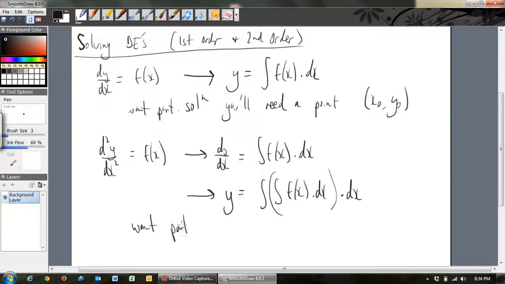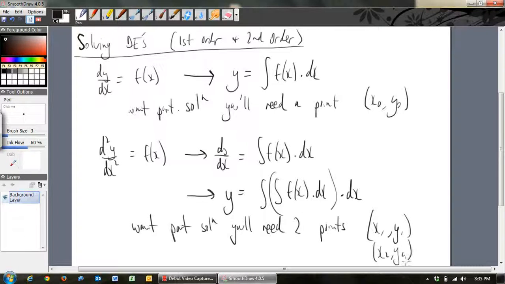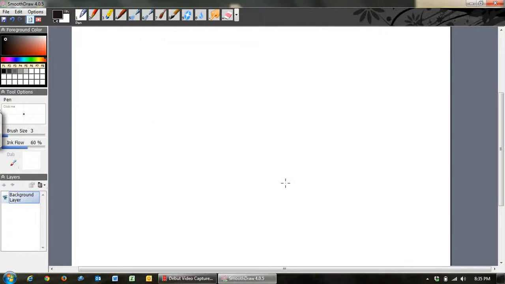If you want a particular solution for this one, have a think about this. If you integrate it once, you get one constant. Then you're integrating it again, you're going to get another constant. So you're going to have two constants that you don't know. So to find the particular solution, you'll need two points. Okay, so you need x1, y1, and x2, y2, two points on there to be able to find the first constant and the second constant to be able to find your particular solution. Okay, let's crack on.